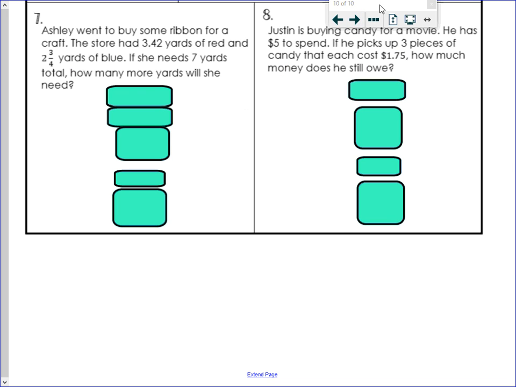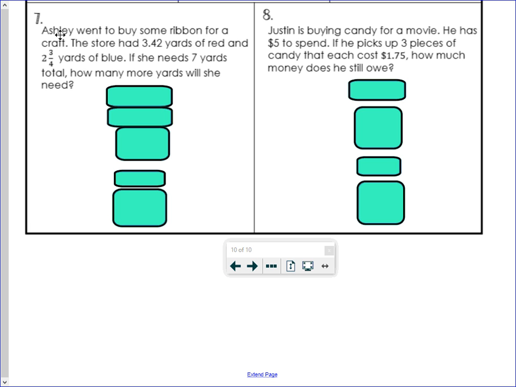Number 7, I actually went to buy some ribbon for a craft. The store had 3 42/100 yards of red and 2 3/4 yards of blue. If she needs 7 yards total, how many more yards will she need? So our key words here are how many more. We know we're going to be subtracting somewhere. So we're going to add these two up first to see how much red and blue they have, so she knows where she needs to go to get some more, because if she doesn't have 7 yards, she won't be able to make her craft. So she may have to go to another store.